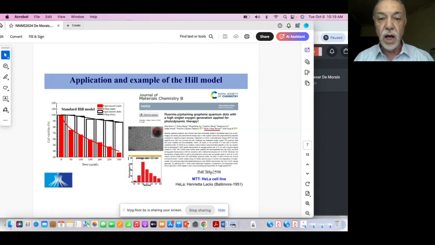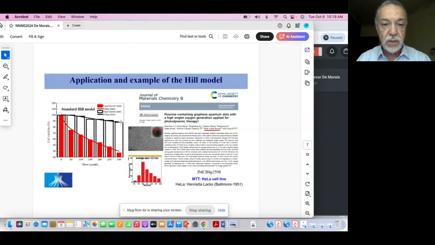We performed this test aiming at the application of fluorine doped graphene quantum dots in photodynamic therapy. So, in other words, fluorine containing graphene quantum dots is here tested as a photosensitizer. And we then performed the cell viability assay in two different conditions: in the dark, or illuminating the cell line with red light.